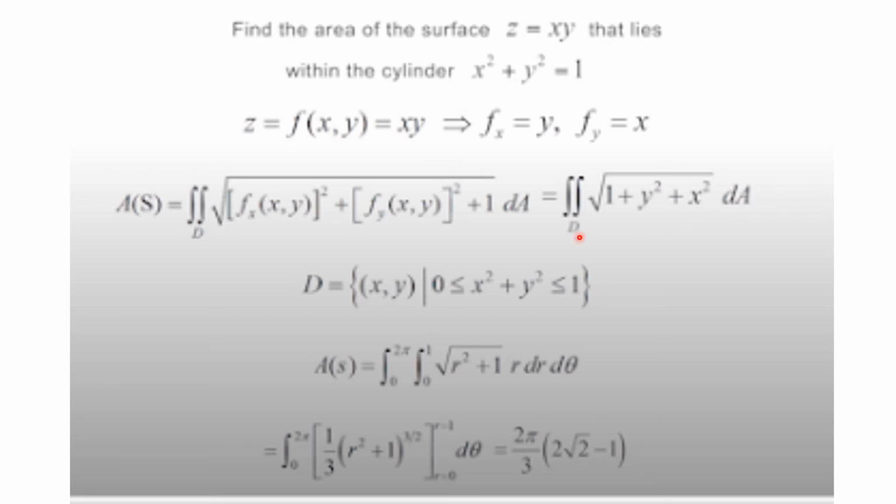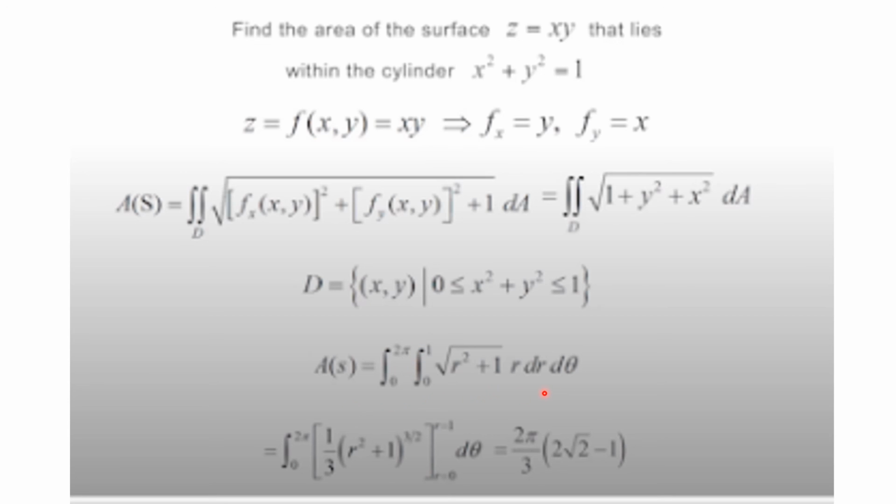So I get this. And again, glancing at this, we see, oh, this is going to be much easier done using polar coordinates. So x squared plus y squared is r squared. dA becomes r dr d theta. And I go from r being 0 to 1. And then theta goes from 0 to 2 pi to pick up all of D. So this is our expression.